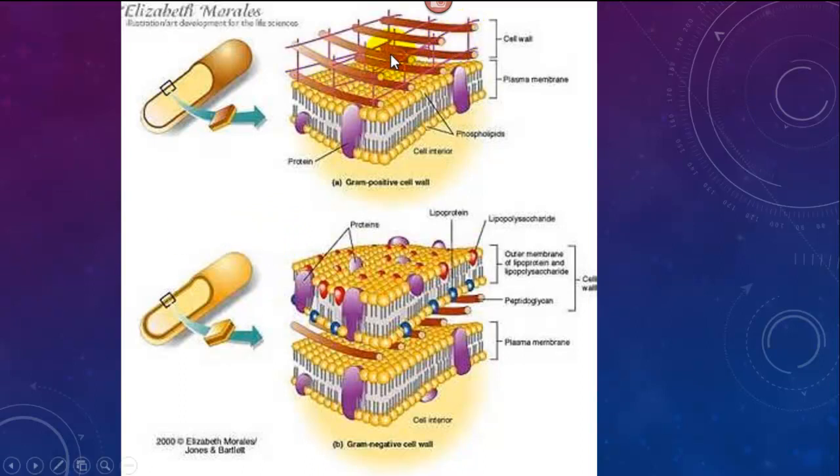This looks like an example of a gram-positive cell wall. See the thick layers here. Here's the cell membrane underneath. And then here's a gram-negative cell wall. This is called the lipopolysaccharide layer, and here's the stuff called peptidoglycan. Basically you have microbes that have this kind of cell wall, and you have ones that have this kind of cell wall.